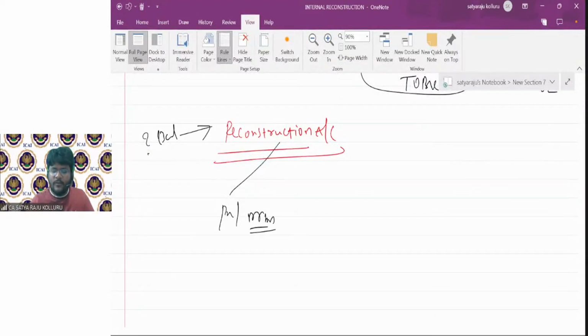So let us assume in the reconstruction account, I have 5 lakhs, sir. In the P&L account debit balance, I may end up with 3 lakhs, sir. Now this 5 lakhs, you can set off with the 3 lakhs by passing the entry: reconstruction account debit.